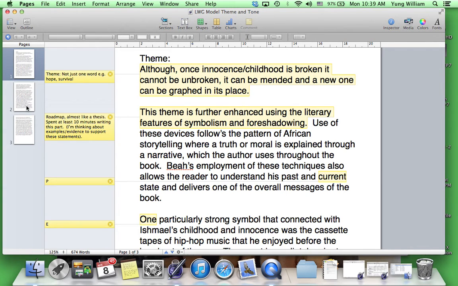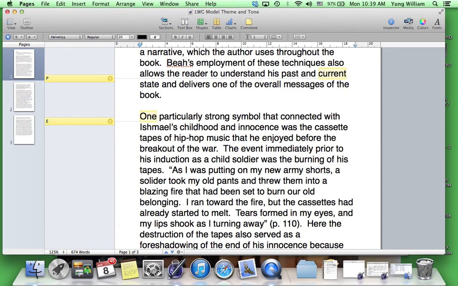So that's why I'm saying that it strengthens my point again, that this is what the theme is, and that his use of symbolism and foreshadowing supports my idea of what I think the theme is. Here the symbol again is the cassette tapes. So what did I say about the cassette tapes? Well, I say that the cassette tapes are a symbol for his childhood or his innocence, and that symbol was lost right before he became a child soldier.